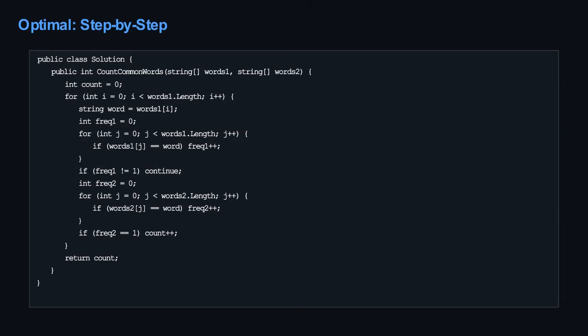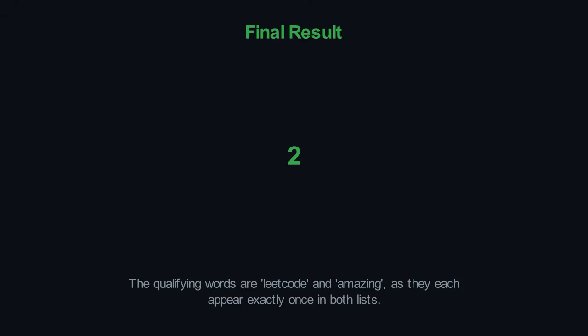Check freq2. Is is not present. Skip. We've processed all entries in freq1. Our final count is 2. The qualifying words are LeetCode and amazing, as they each appear exactly once in both of the input word lists. This confirms our logic for uniquely occurring common words.